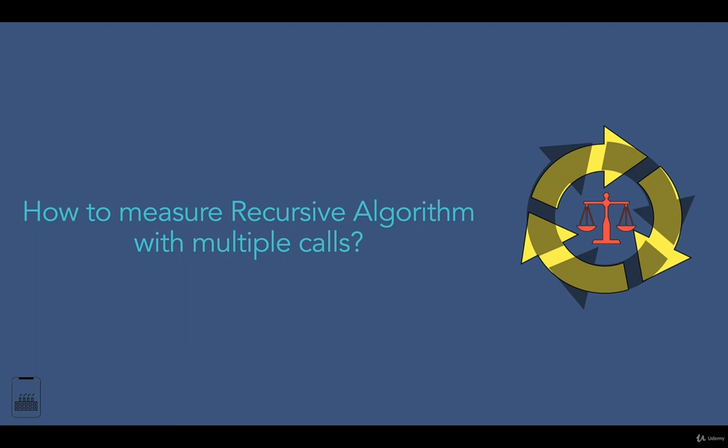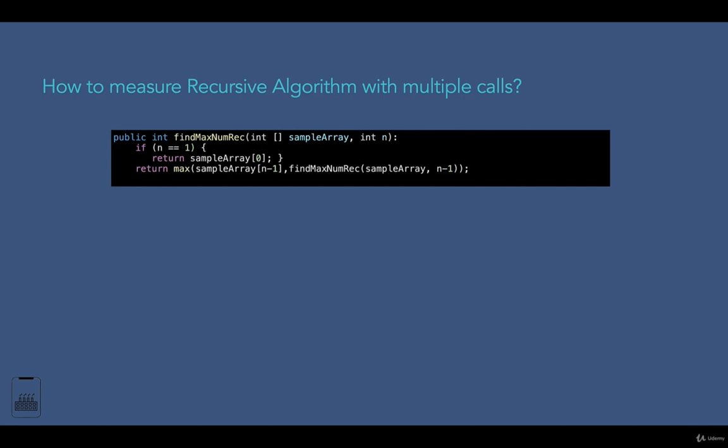How to measure recursive algorithm with multiple calls. Now in the last lecture we have looked at how to measure recursive algorithm by examining these functions over here. So we have found that the time complexity for this function is O(n). Now in this lecture we will look at a tricky recursive call which calls itself twice.